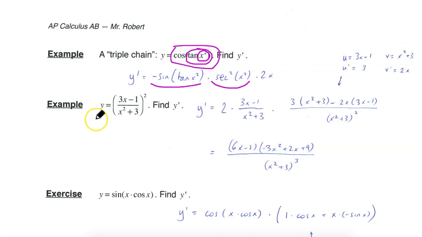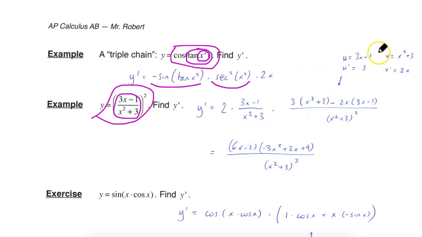Here's another example, which adds a little complexity. This is a composition of functions because you have something squared, and then inside you have that fraction. So first we have to take care of differentiating the square, and that becomes 2 times whatever was inside, 3x minus 1 over x squared plus 3, and then we multiply by the inside derivative. But we have to pay attention. This is not just any inside derivative, it's a fraction, a quotient of functions, so we have to use the quotient rule. And the quotient rule is u prime v minus u v prime over v squared.